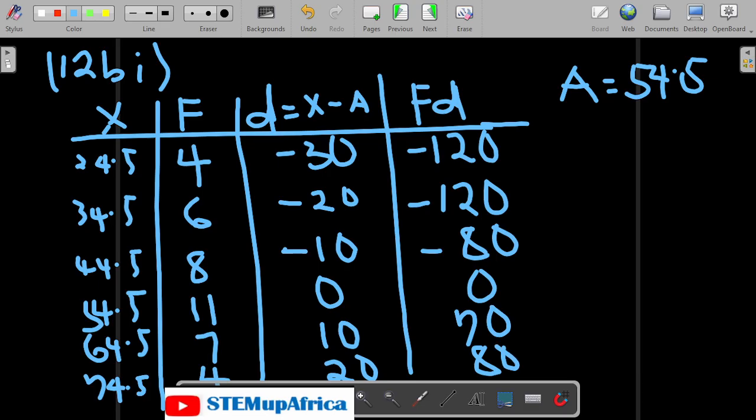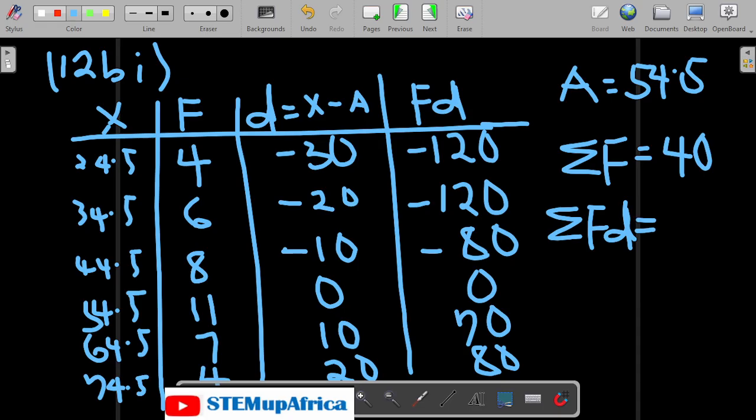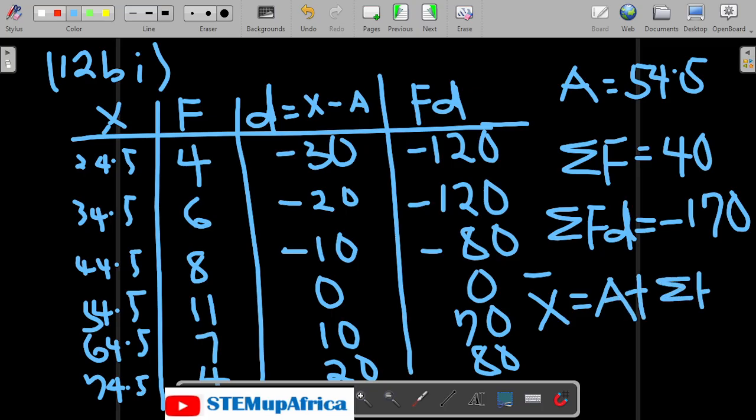With this, I know that my summation F, the value, is 40. We are told from the question, or you can add up 4, 6, 8, 11, 7, 4. You're going to have 40. Then summation FD. Let's add the entire FD together. If I do that, I'm going to have minus 170. So our mean is equal to the assumed mean plus summation FD over summation F.